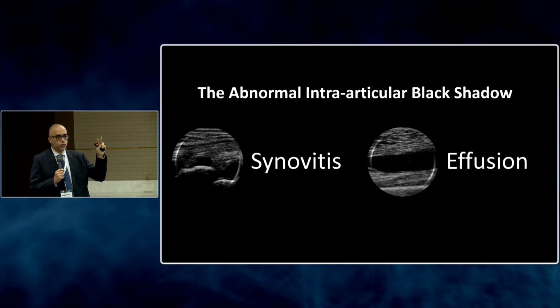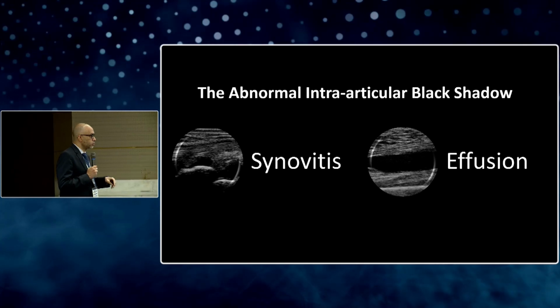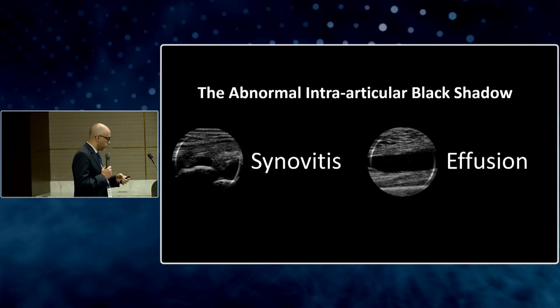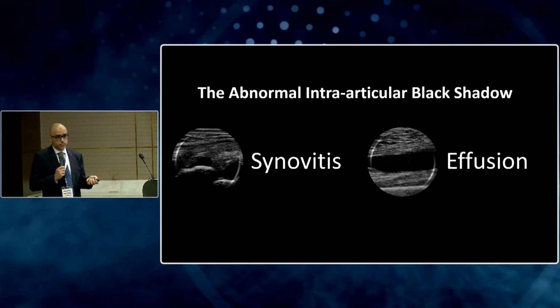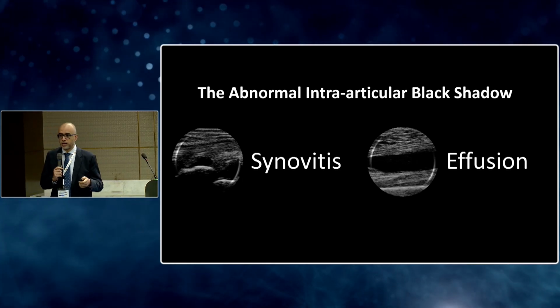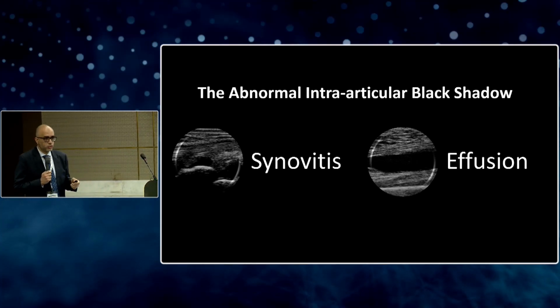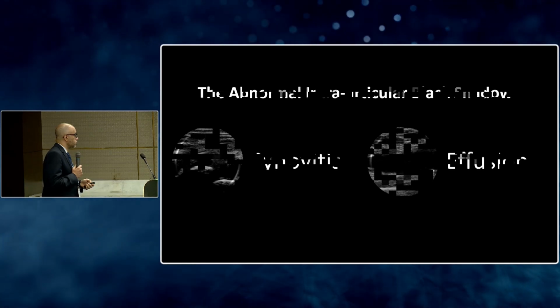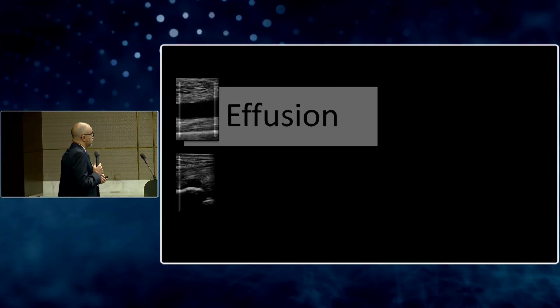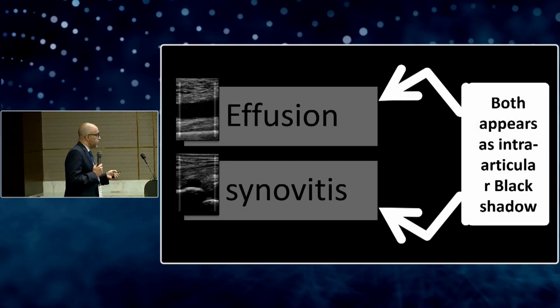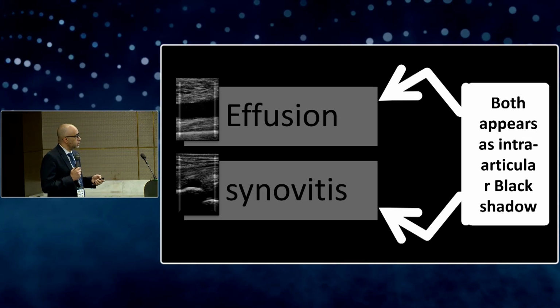The most important thing, as all of us are looking for abnormalities, is that the intra-articular hypoechoic or black shadow comes from two common lesions of joint inflammation, which are effusion and synovitis. All of them are variants of black or hypoechogenicity, and you have to use your tips and tricks to differentiate between them. So effusion and synovitis appear as intra-articular hypoechoic or black shadows.